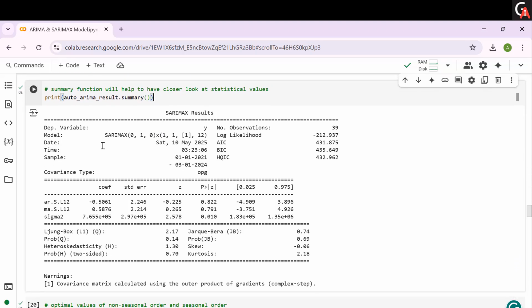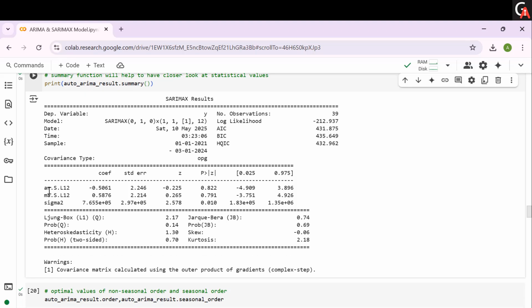Now I will save this into this ARIMA result and let's try to see the summary. If you observe over here, the model used is a SARIMAX, and this is the value for the non-seasonal order and this is the value for the seasonal order. So this 0 stands for the value of small p, this is the value of small d, and this is the value of small q. 1, this is the value for capital P, this is the value of capital D, and this is the value for capital Q. And this is the seasonal period for which we are trying to forecast the sales.